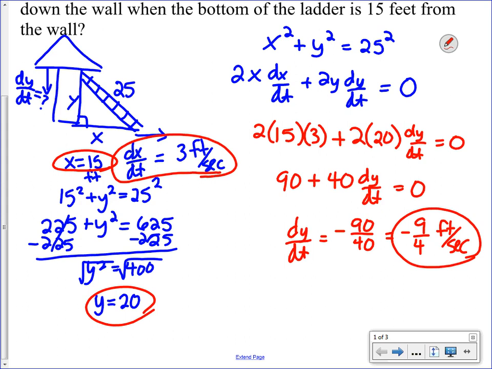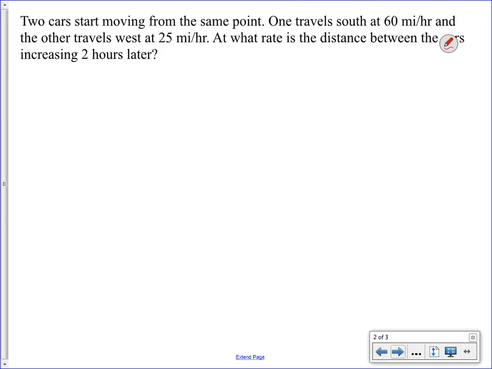And it makes sense that we got a negative number for our rate of change, because as the top of the ladder slides down the house, that distance would actually be decreasing, okay? All right, let's look at the next example.